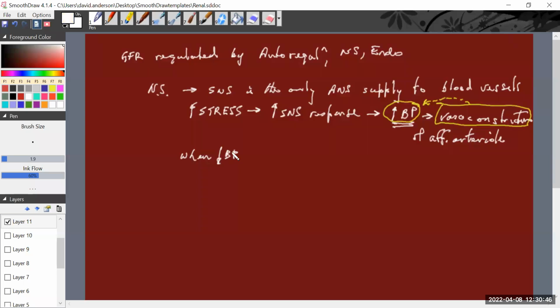Now, in the other scenario, when blood pressure is low, the sympathetic nervous system signals juxtaglomerular cells to release renin. So the sympathetic division has two responsibilities with respect to glomerular filtration regulation. If what started the problem was stress, so this was our stimulus, the response is going to be a vasoconstriction.